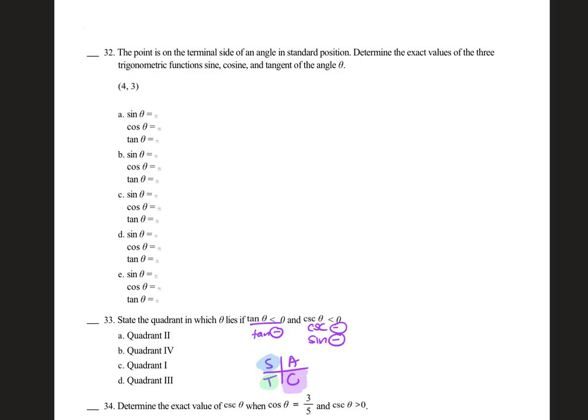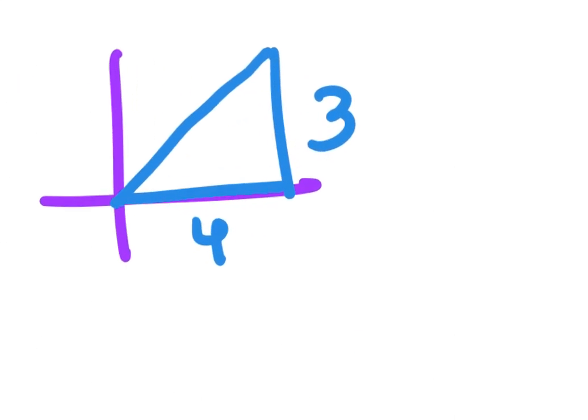All right, number 32 says the points on the terminal side determine the exact values of the three trig functions: sine, cosine, tangent. So it's (4, 3). That means your x is 4, so you're going to move to the right 4. And your y is 3, so you're going to move up 3. Then you want to close it in, making it a right triangle. And theta goes in the corner between the radius and the x-axis.